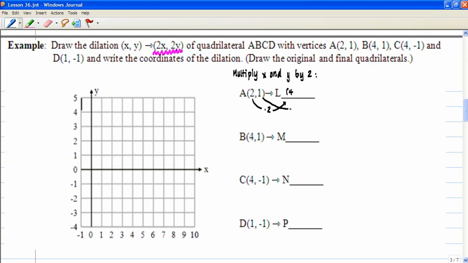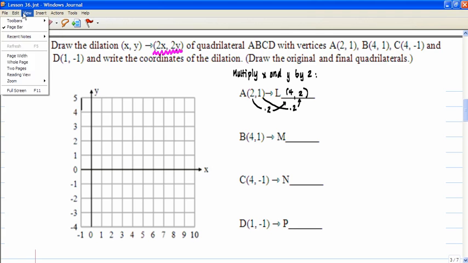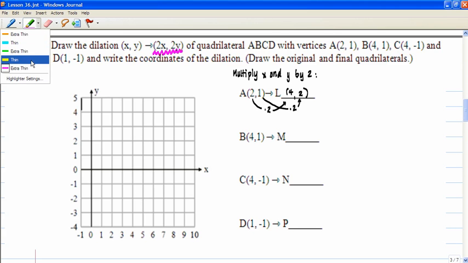And 1 times 2 is going to become 2. And we're going to do that for all these points. And by the way, I just named these new points L, M, N, P. So these right here, the L, the M, the N, and the P, I just made those letters up. You can call them anything you want unless they give them to you specifically.